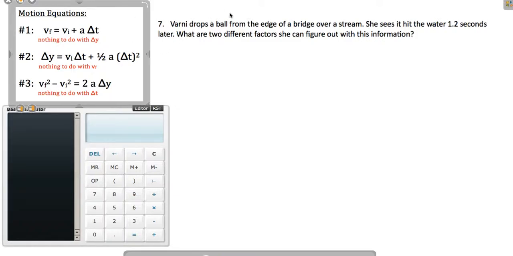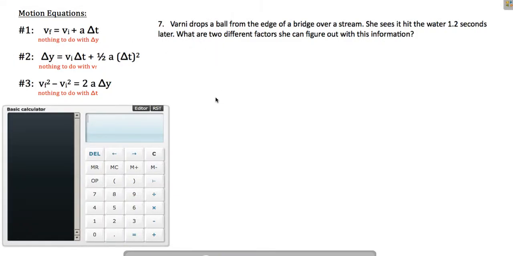Problem number 7. I don't know what kind of name that is, but Varney drops a ball from the edge of a bridge over a stream. She sees it hit the water 1.2 seconds later. What are two different factors she can figure out with that information?